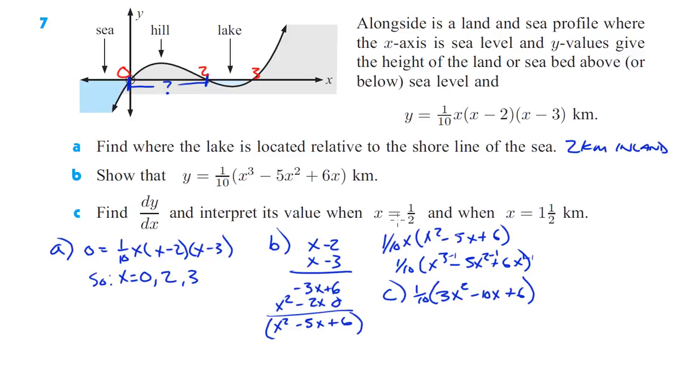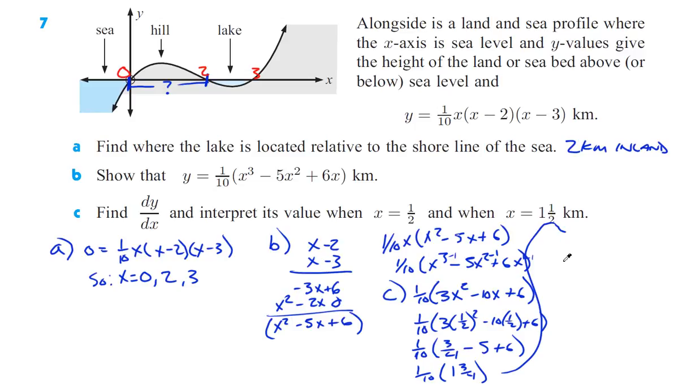So now let's plug in the value when x equals 1/2. So we've got 1/10 of 3 times 1/2 squared minus 10 times 1/2 plus 6. Oh, that's fun. Let's see, 1/2 times 1/2 is 1/4, so that's 3/4. Half of 10 is 5 plus 6, right? So we've got 1/10 of, let's see, we got negative 5 and 6, that's 1, and 3/4, so 1 3/4, so 1/10.